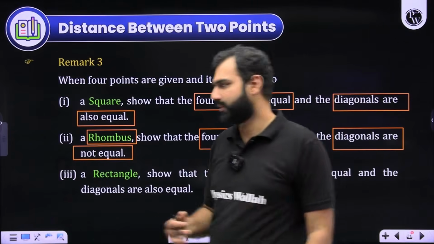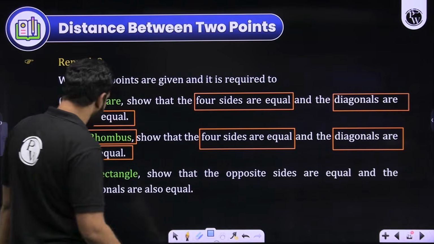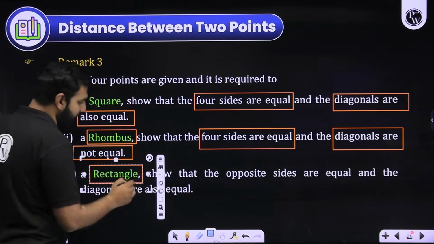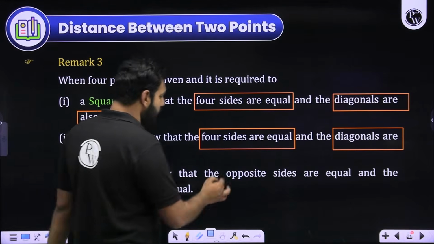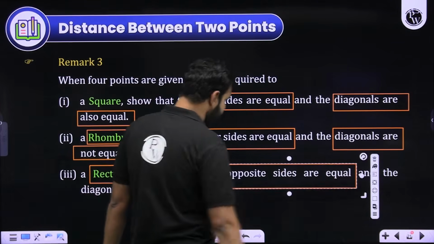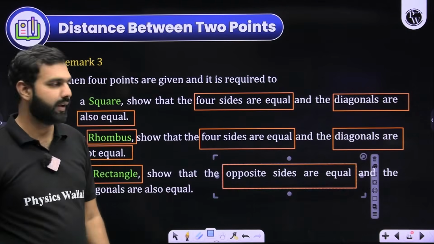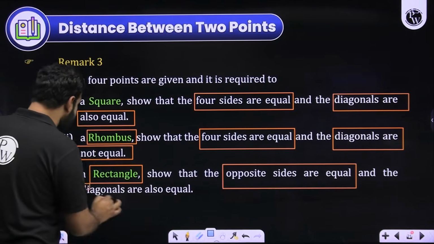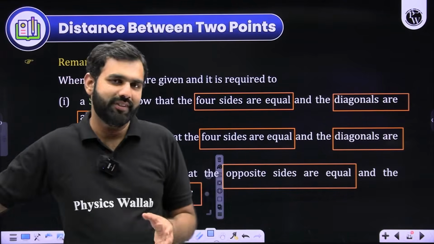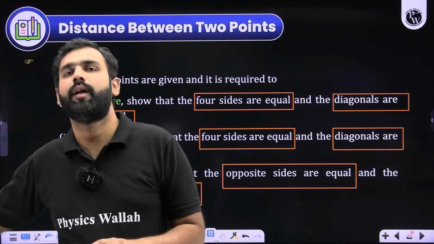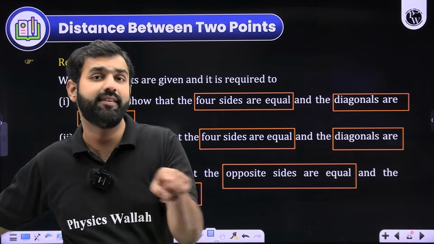Similarly, let's say I wish to prove that a quadrilateral is a rectangle. How do we prove that? All you need to do is simply prove that the opposite sides are equal, so pairwise opposite sides are equal, and the second thing, the diagonals should also be equal. If only the opposite sides are equal, then you'll say it is a parallelogram. But in a parallelogram, diagonals are not equal.